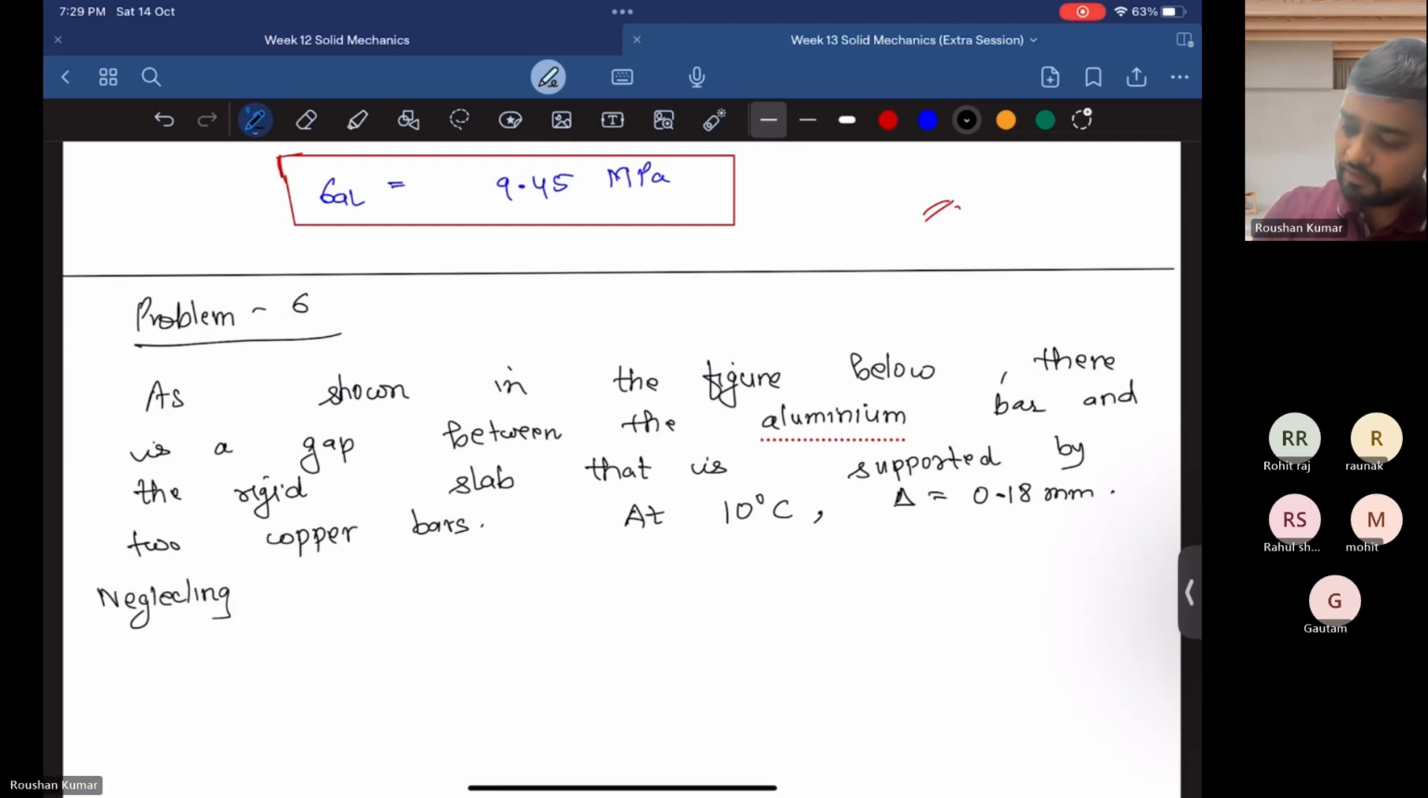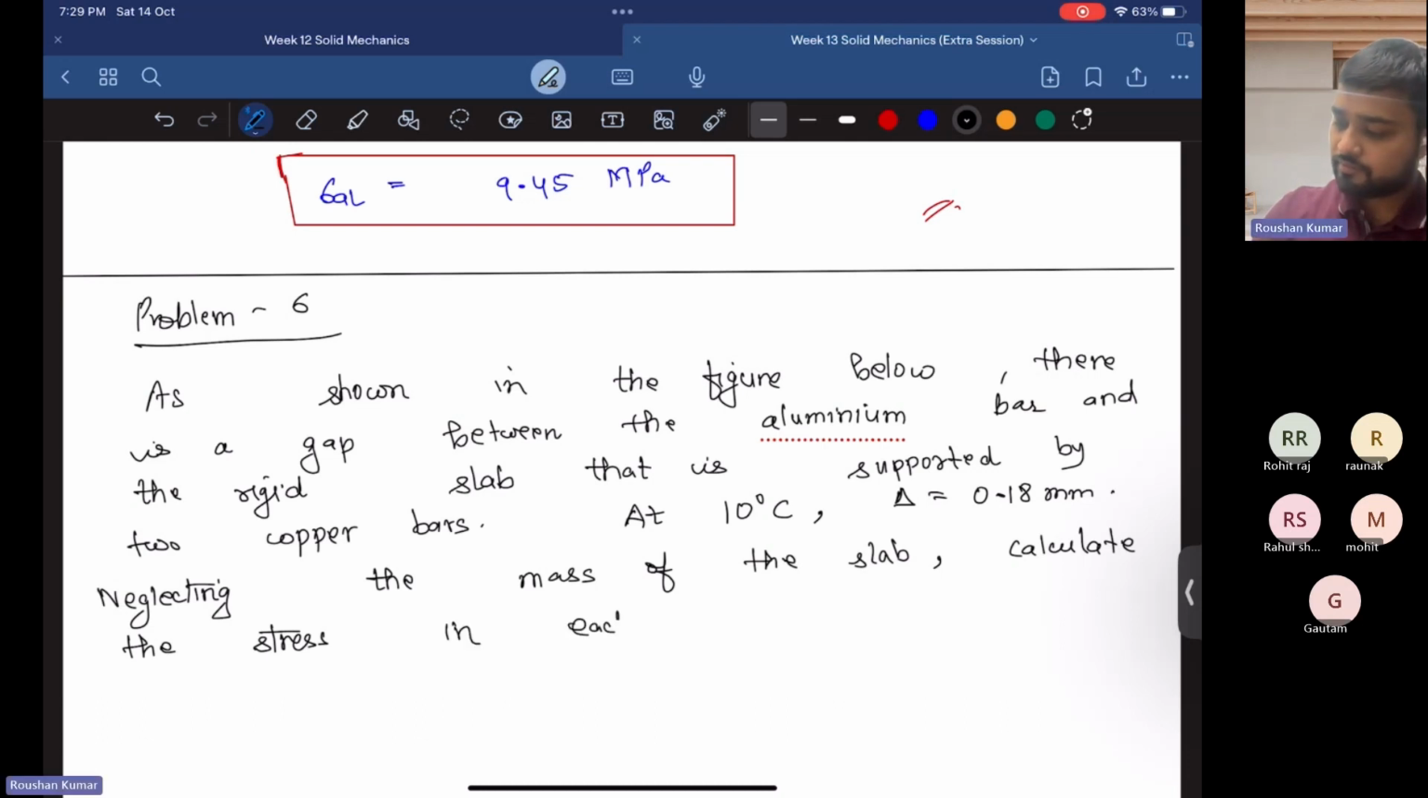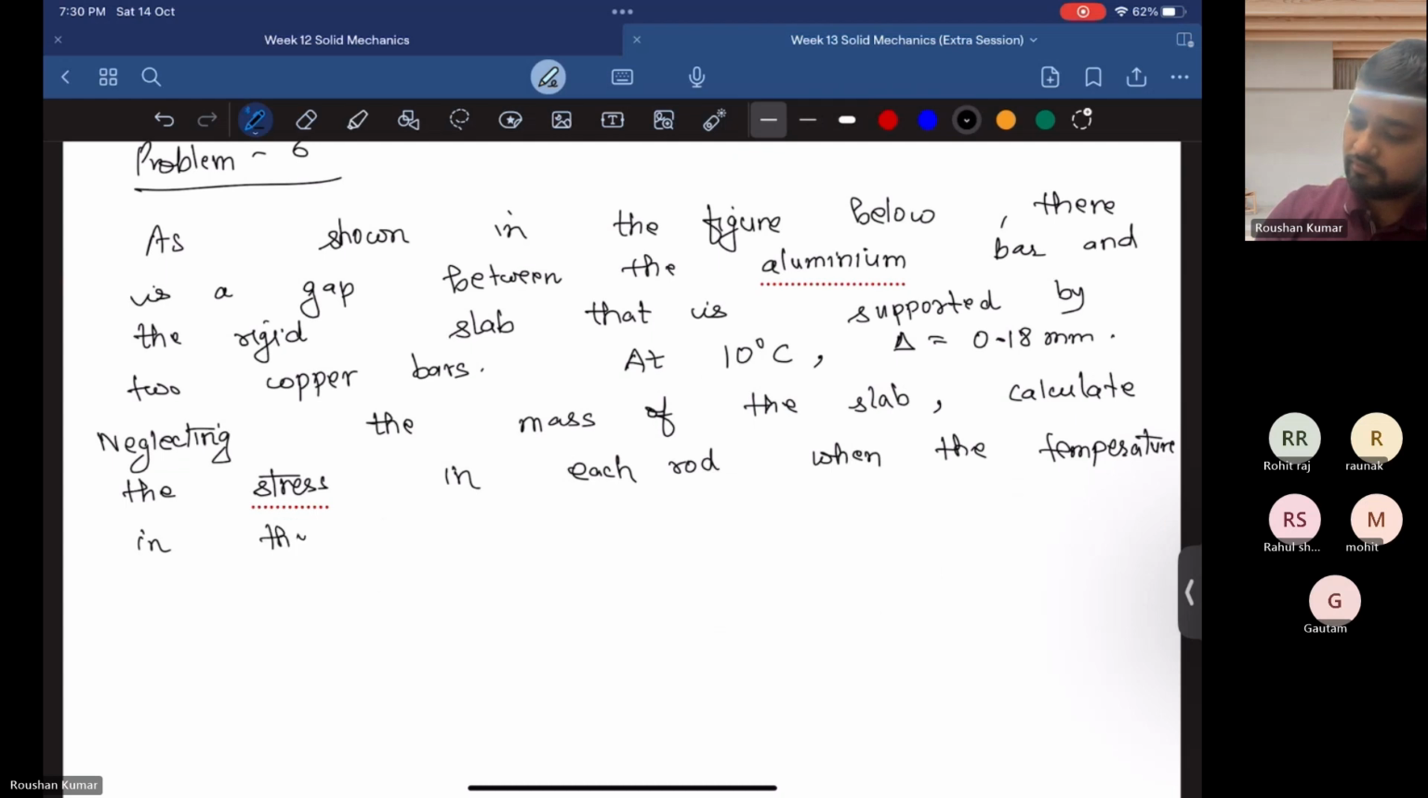Neglecting the mass of the slab, calculate the stress in each rod when the temperature in the assembly is increased to 95 degrees Celsius.